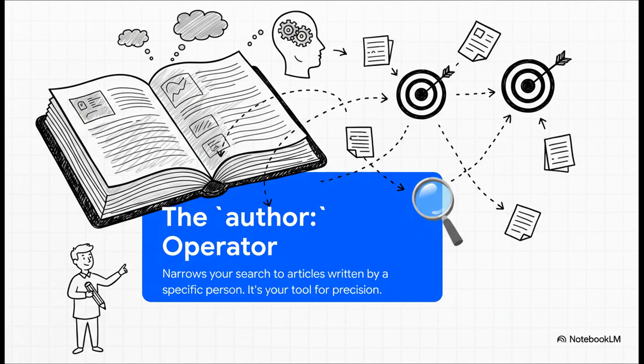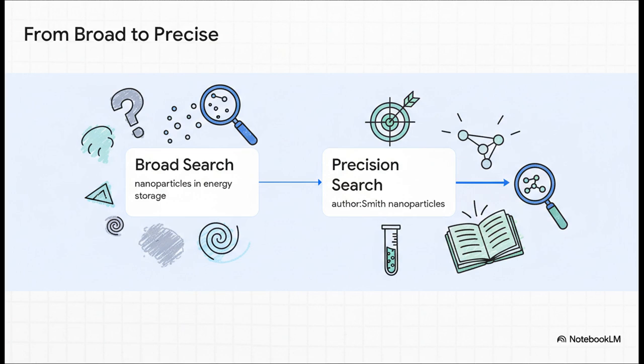And this is the magic wand, the author operator. It's so simple, but it is incredibly powerful. It's basically like telling Google Scholar, hey, stop showing me random papers about this. I want to see papers written by this specific expert. And just look at the difference here. Dr. Vasquez went from that super generic, broad search to something highly targeted. The second she found one key researcher in her field, we'll call him Smith, she could use this little operator to instantly pull up everything he's ever written on nanoparticles.